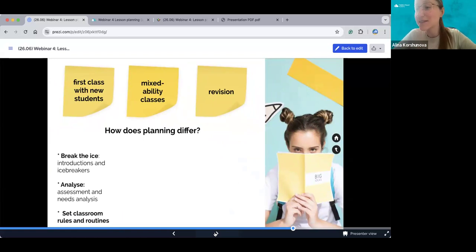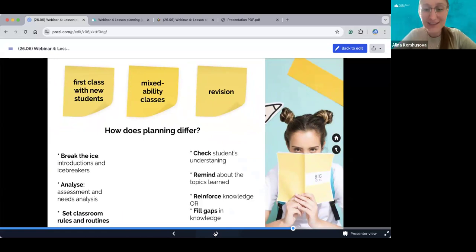And of course, revision lessons, we don't usually stick to one common framework. Revision lessons, we do them in order to check students' understanding, how well they remember something that we have taught them. It's a great opportunity to remind them about something, to reinforce their knowledge or fill gaps in their knowledge. So again, while planning a revision lesson, don't forget about the frameworks. You would need to focus on your students' needs. So you would need to work on something that they struggle with, or you want, for example, to fill gaps in their knowledge. If you didn't have time before for some topics, you might include these topics in your revision lessons.